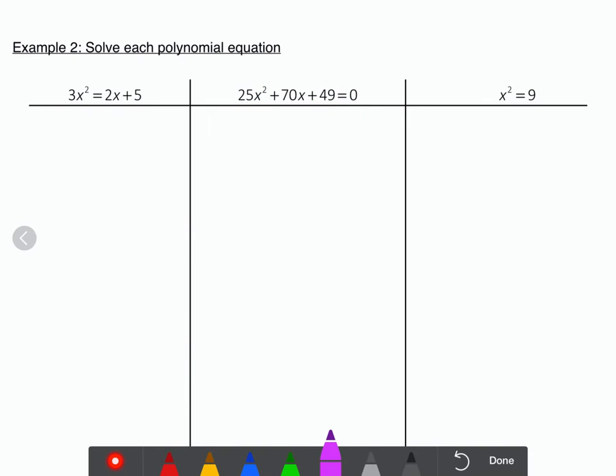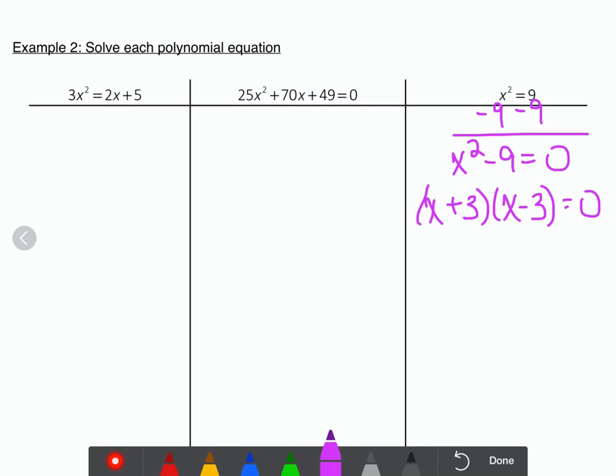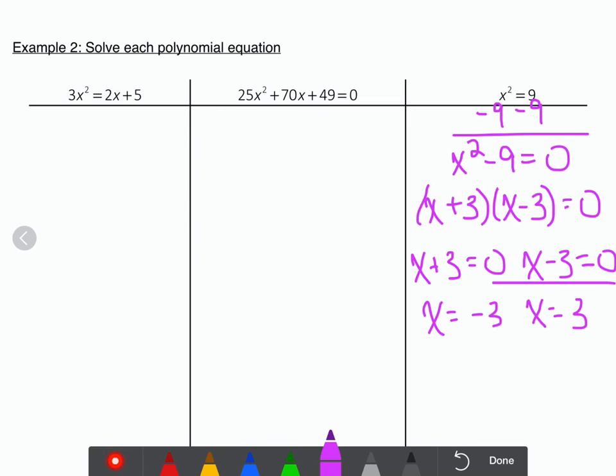Last example. So I have x squared is equal to 9. So I'm going to subtract 9 on both sides. x squared minus 9 is equal to 0. That's a difference of squares. So x plus 3, x minus 3 is equal to 0. x plus 3 equals 0. x minus 3 equals 0. So x is equal to negative 3 and x is equal to positive 3.